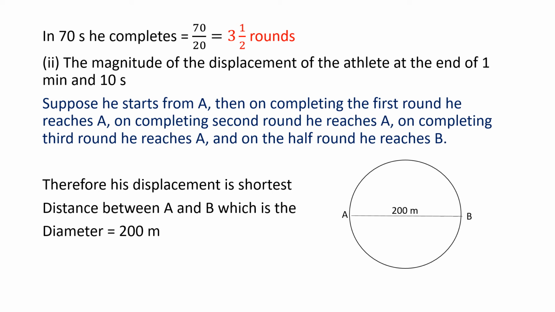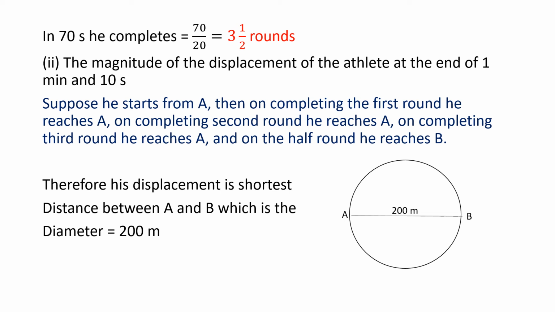So let us start from A. When he starts running from A, when he has completed the first round, he starts from A and comes back to A. So he has reached back to A, so the displacement is 0. In the second round again, he comes back to A, so again his displacement is 0. In the third round again he comes back to A, the displacement is 0, but when he runs the half round he reaches B.